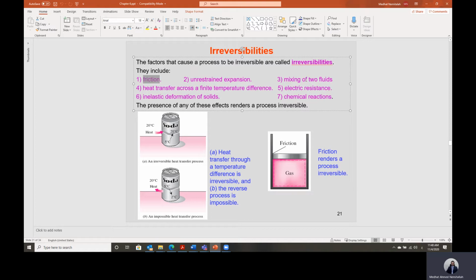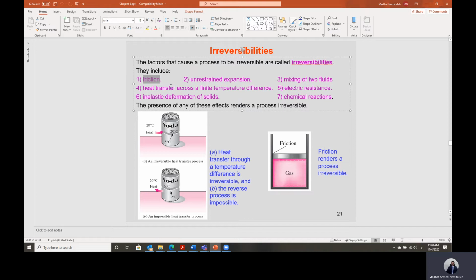So the mixing process of gases cannot be reversed again unless we exert energy. Also, the heat transfer process across any temperature difference cannot be reversed. Let's say heat can be transferred from high temperature to low temperature, from 20 to 5 degrees C. But can we reverse this process? Can we have heat transfer from 5 degrees C to 20 degrees C? So this is actually an impossible process.